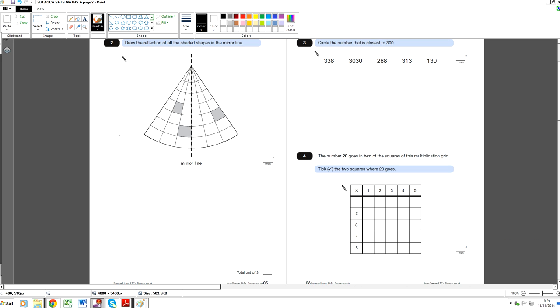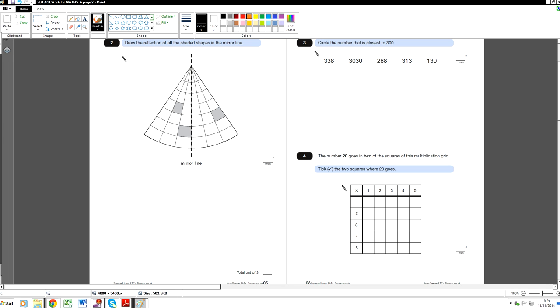Okay, right. Question number 2. Draw the reflection of all the shaded shapes in the mirror line. So let's choose a nice, lovely orange. So we have this one here. There's the mirror line here. So that one will get reflected straight across to this one here. Now this shape here is 2 shapes away from the mirror line. 1, 2. So it'll be over here.